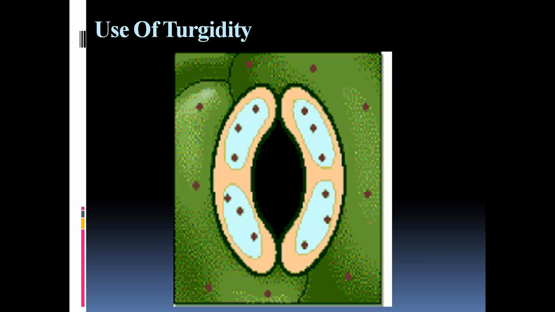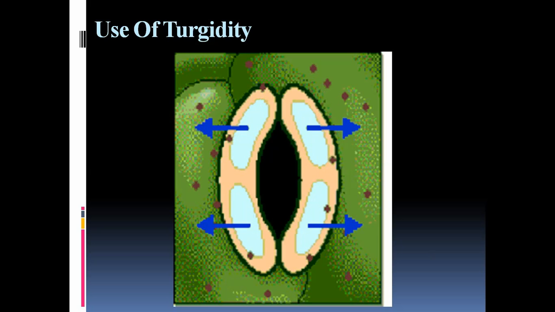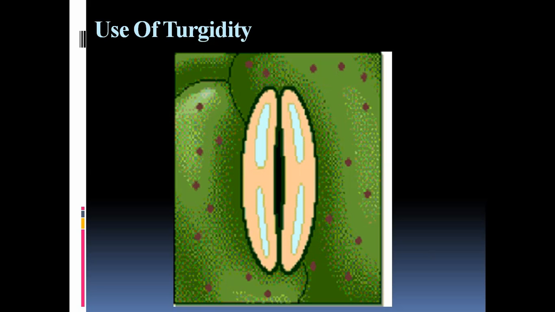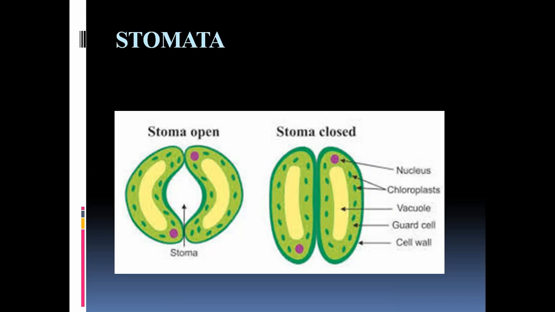Next, and this is very important, opening and closing of stomata. Turgidity also plays a very vital role in the opening and closing of stomata. Before we go to that, let us first see the structure of stomata in detail. Yes, this is the structure of stomata.